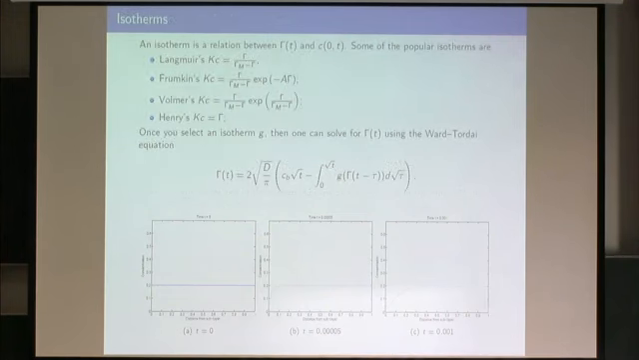I've listed here four of the most popular isotherms used in the literature. We start off with the Henry isotherm, the linear one, and then the slightly nonlinear one, the Langmuir, and then the Frumkin and the Volmer, which are generalizations of the Langmuir. Once you select an isotherm g, you can plug it into the Ward-Tordai equation and solve it using a Newton method. Here I've done it for the Langmuir dynamics. Cb here is 0.2.